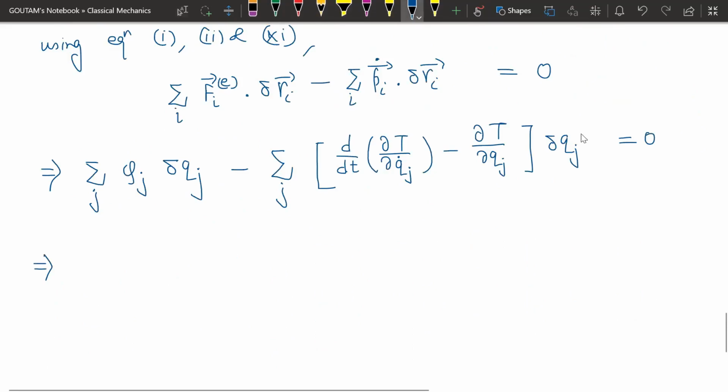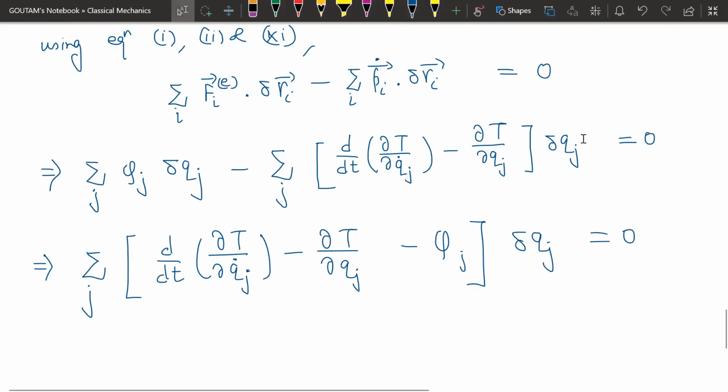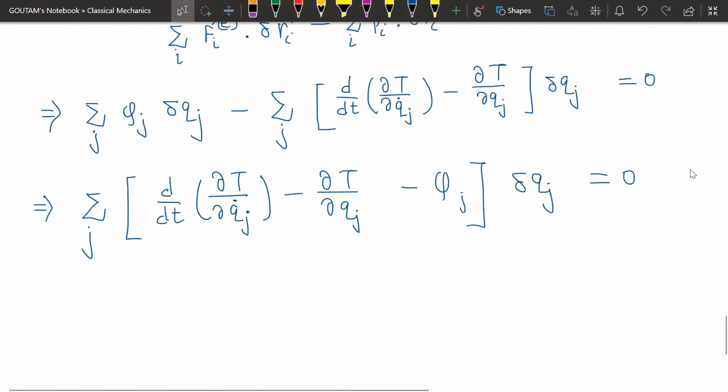Now I can write the sum over j of d/dt of ∂T/∂q̇j, minus ∂T/∂qj, minus Qj, times delta qj, equals 0. Just multiplying by -1, a sign change will be here and here. Let's call it equation 12.